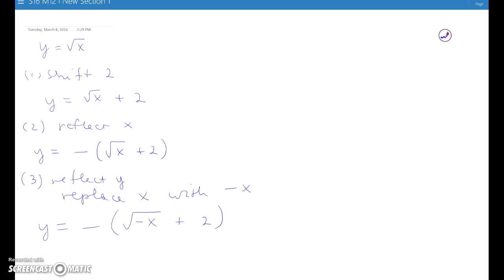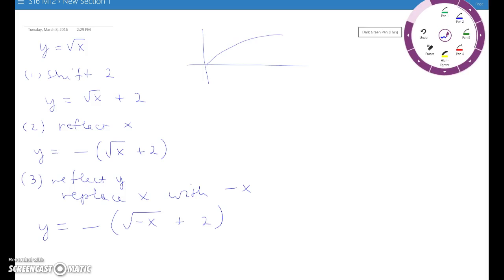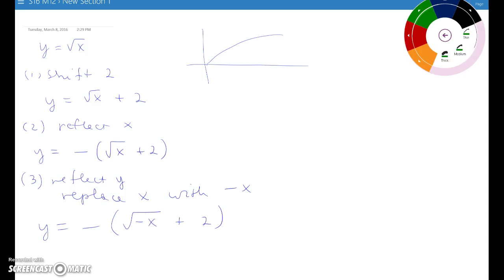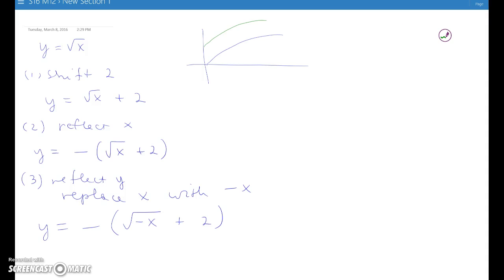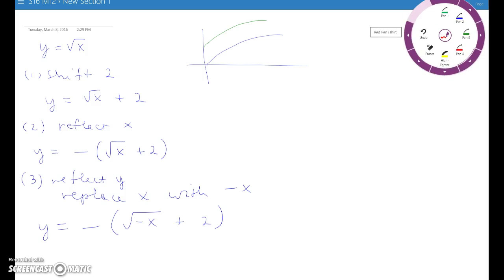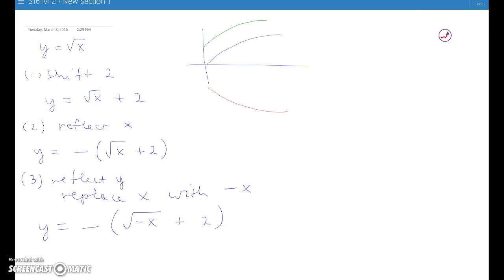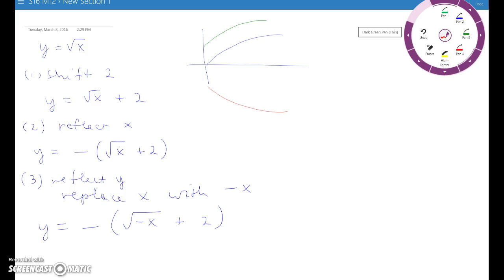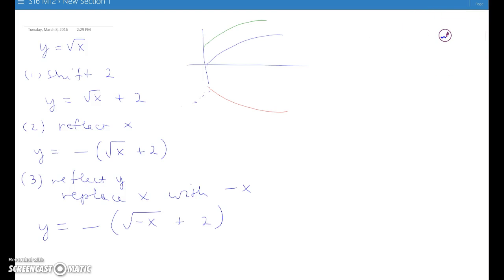So let's check and see if this graph does come out to be where we expect it to. So we'd take the basic square root graph and we'd say we want to shift it first up 2. So here's up 2. Then we want to reflect it about the x-axis. So this would be reflected about the x-axis. And then we want to reflect it about the y-axis. So we'll expect it to be over here. So this is what we're expecting.